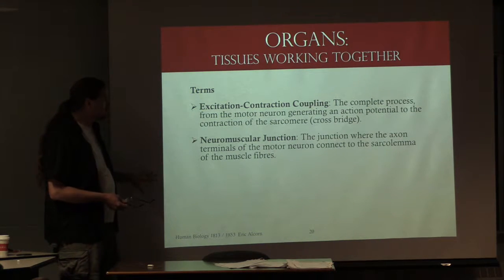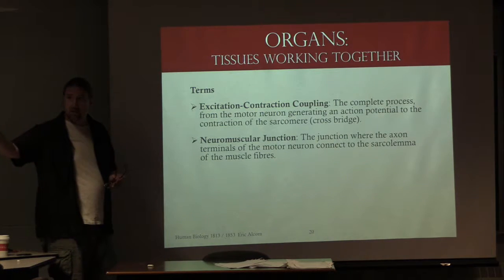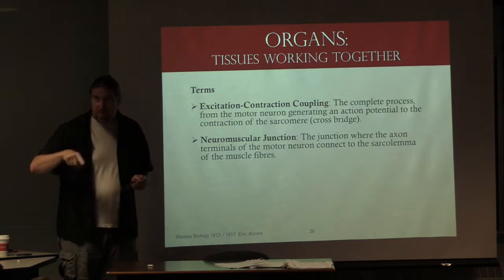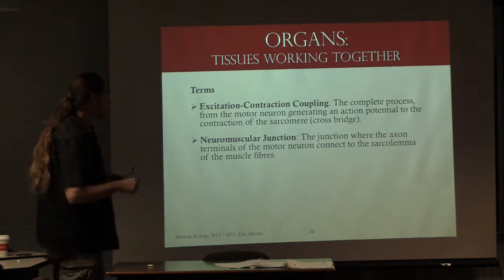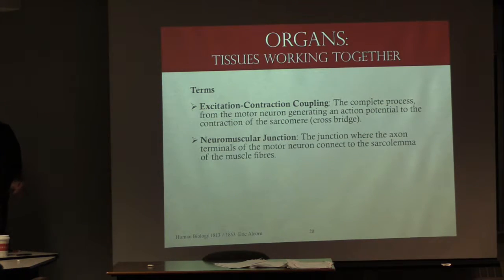So a couple new terms. Neuromuscular junction. This is where the axon of a motor neuron meets the sarcolemma, the plasma membrane of a muscle cell. So there's an interface there. That is called the neuromuscular junction, which makes sense. It's the neuron and the muscle.